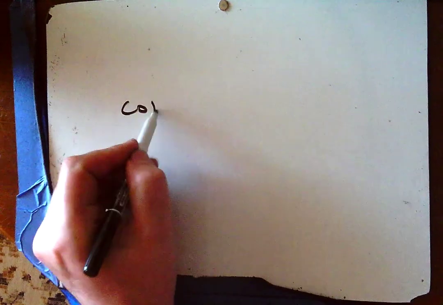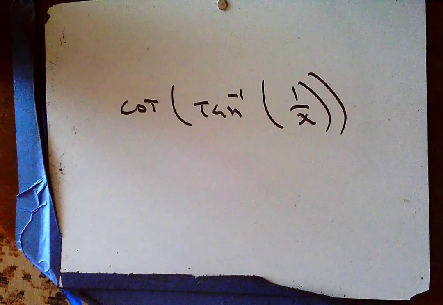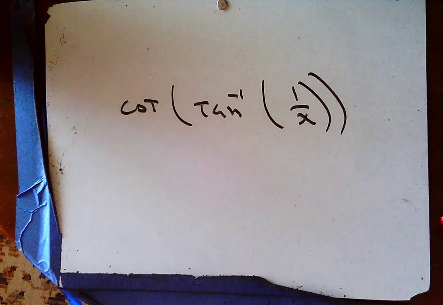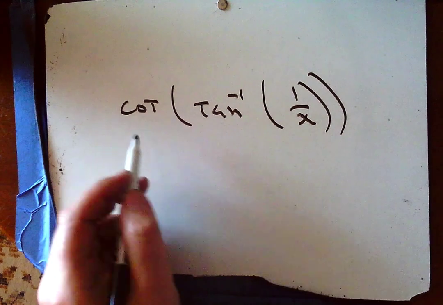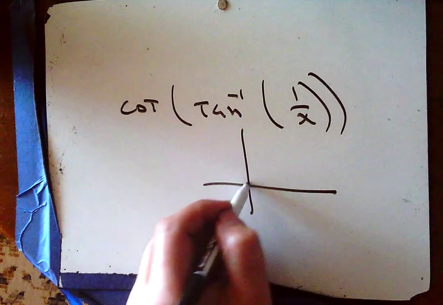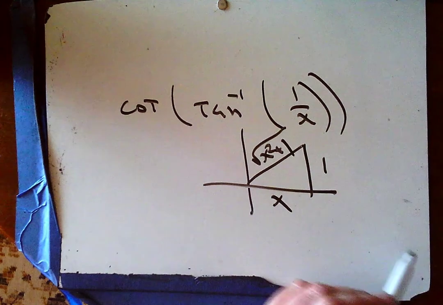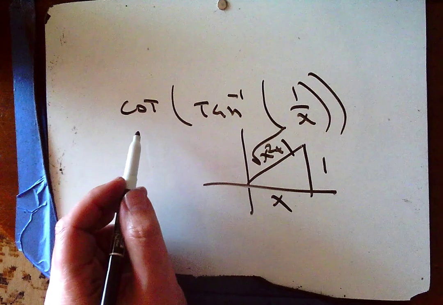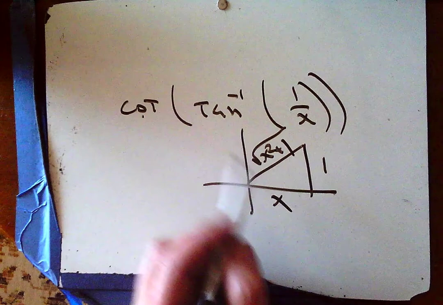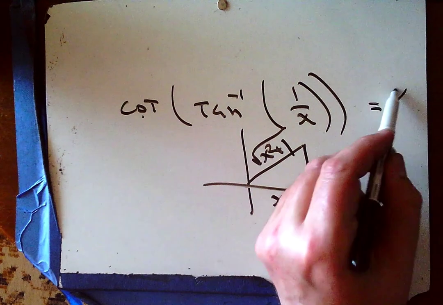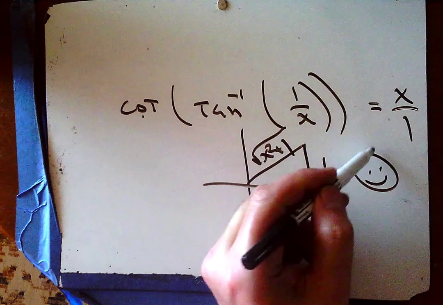How about the cotangent of tangent inverse of 1 over x? Okay, so we know tangent is opposite over adjacent. So this is x squared plus 1. And what's the cotangent? Oh, wait a second. I didn't need to use the Pythagorean theorem here, because cotangent is just the adjacent over the opposite. Duh.